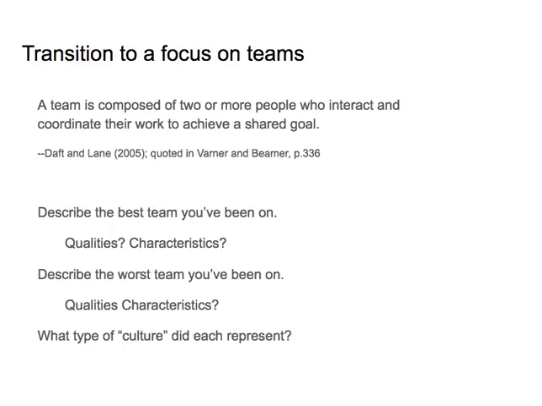To begin here, let's think about this. Just think of the best team you've ever been on. What were the qualities, characteristics? How would you describe it? And then in contrast, describe the worst one you've ever been on. Again, qualities, characteristics. I would guess both examples pretty quickly come to mind. You can think of them in terms of culture. What type of culture did each represent?